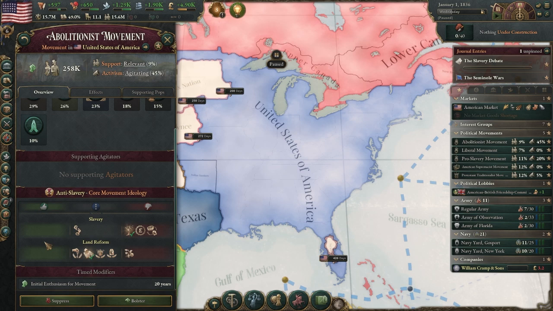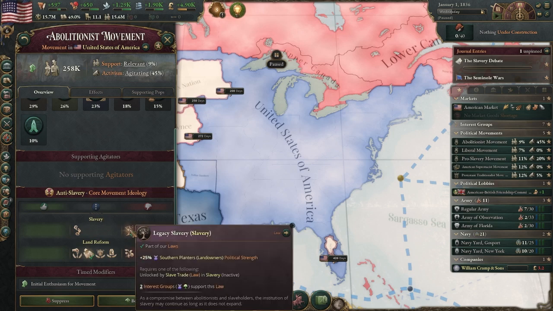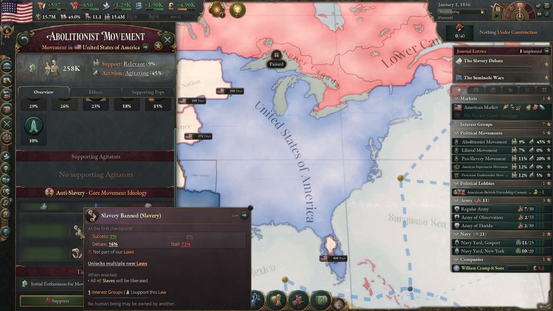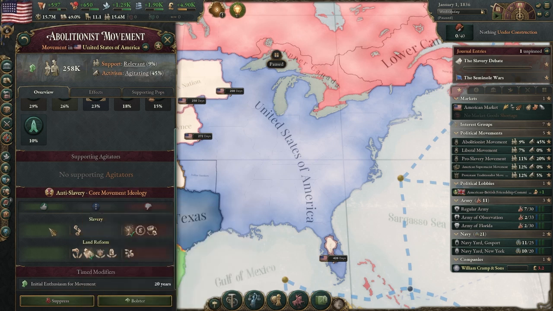If you have a law enacted that the movement doesn't like, it means you can use this movement to help you pass a different law. You can see here the abolitionist movement currently does not like the law of legacy slavery, which is our current law. You can also see they don't like the other slavery laws as well. Interestingly, they are indifferent to slavery banned. I'll get into why slavery banned is in the middle and not under the green thumbs up a little bit later. But what this means is if you try to enact the slavery ban law, this movement might support you.